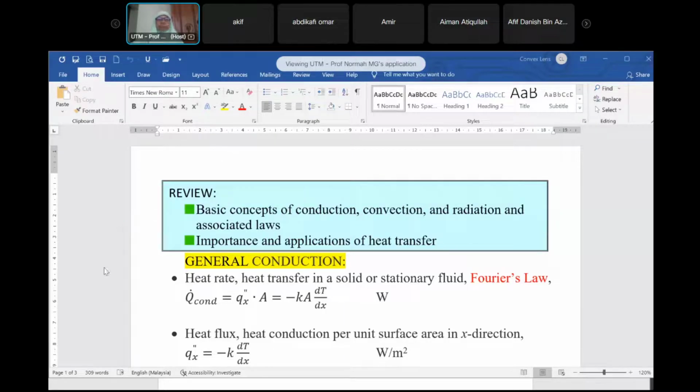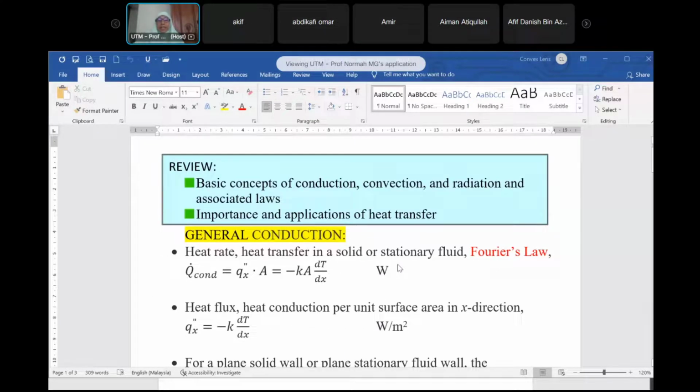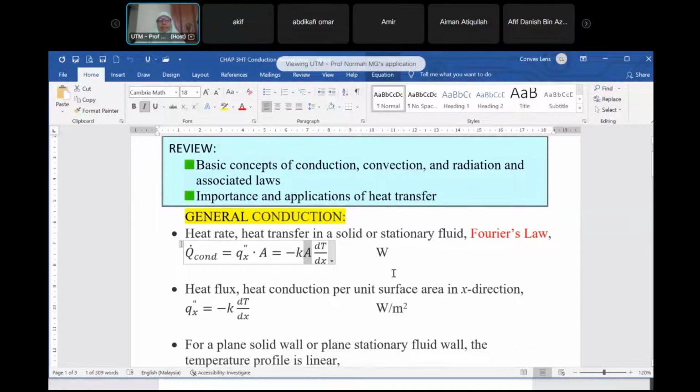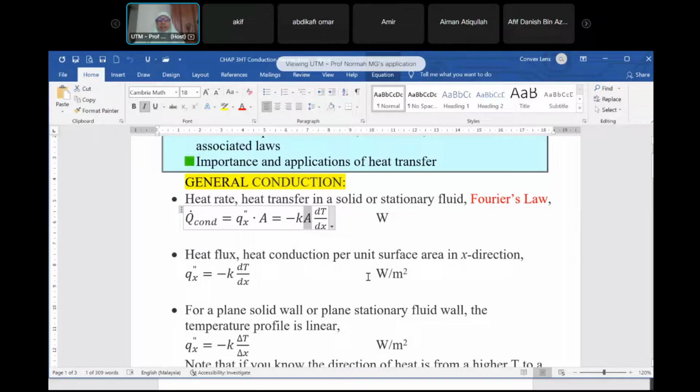Now let's have a look at general conduction, which involves Fourier's law. You must remember Fourier's law. So the unit here is watt, because you have the area there. K is in watt per meter per Kelvin. Area is in meter squared. Heat flux, so heat conduction per unit surface area in x direction or any horizontal direction for that matter, will be in this form, which is the unit watt per meter squared.